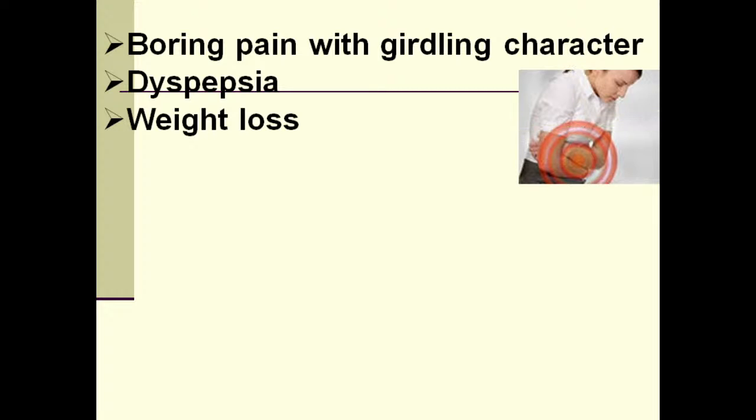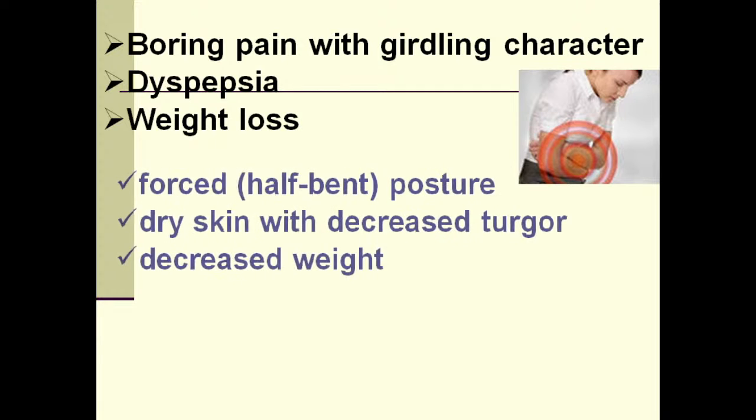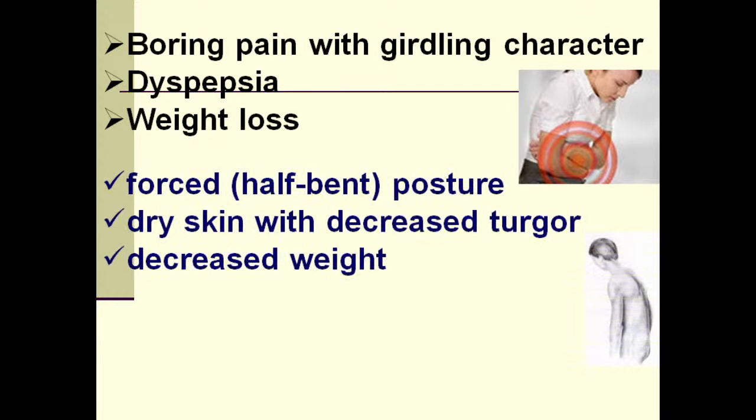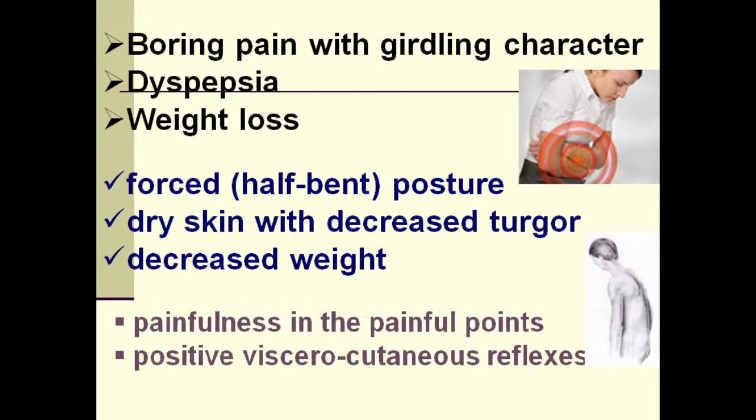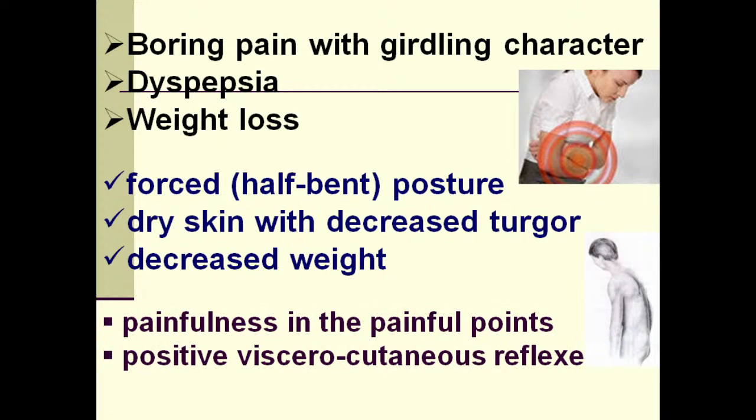Clinical manifestation: the patient complains of boring pain. I'll again pay attention, obligatory with girdling character, accompanied with dyspepsia and decreased weight. In severe pain, we can see a specific posture, maybe dry skin, decreased weight, especially if there is repeated diarrhea and vomiting due to hypohydration. Palpation of the abdomen reveals painfulness in the painful points and positive viscerocutaneous reflexes.